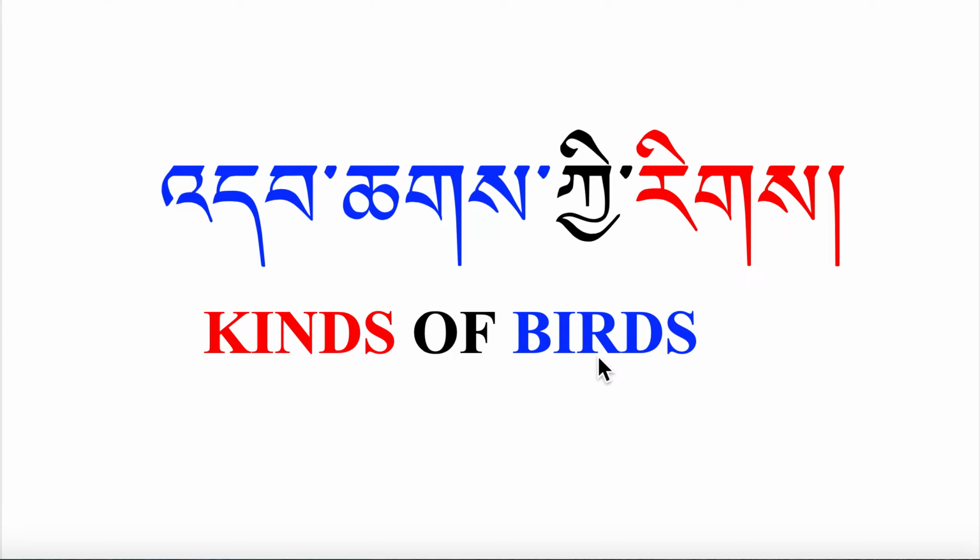So in this case, when we are describing the kinds of birds, this is the word used, tapchak. Ki is "of", rik is "kinds". Okay, let's start.